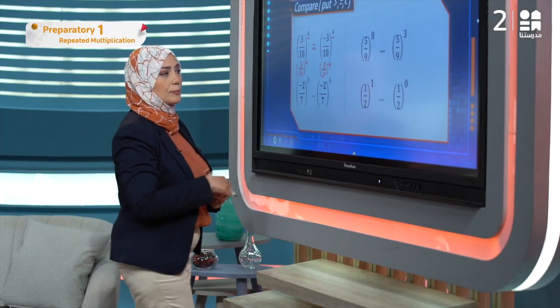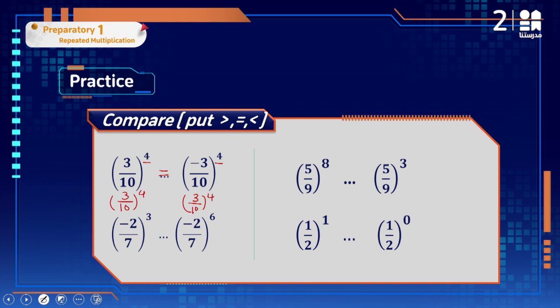The second, negative 2 over 7 and negative 2 over 7. Here the power is 3, it is odd, so the answer will be negative. And here the exponent is an even number, so it will be positive. I ignore the quantities, but I need the sign only. And as we know from the first term, the negative is always smaller than the positive.